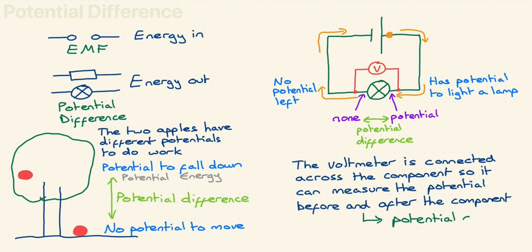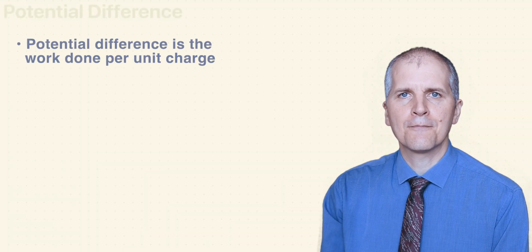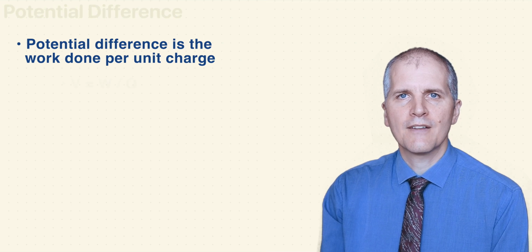So we are measuring something to do with energy, but sadly we can't do that directly. The potential we are measuring is the energy per unit charge, so the potential difference is also the energy per unit charge, or more correctly, the work done per unit charge, since work done is the change in energy. So the potential difference is the work done per unit charge. V equals W over Q.